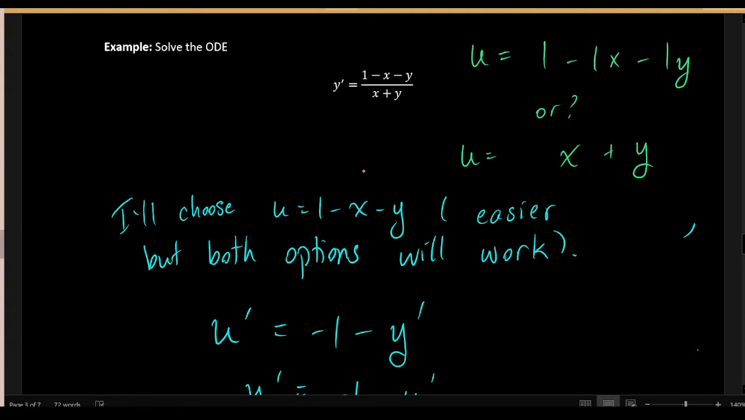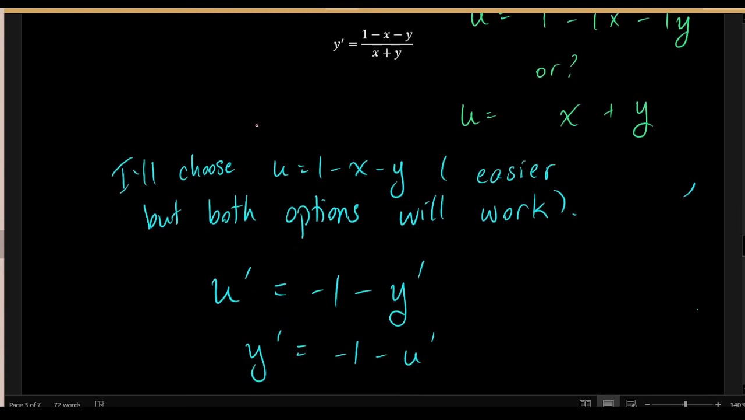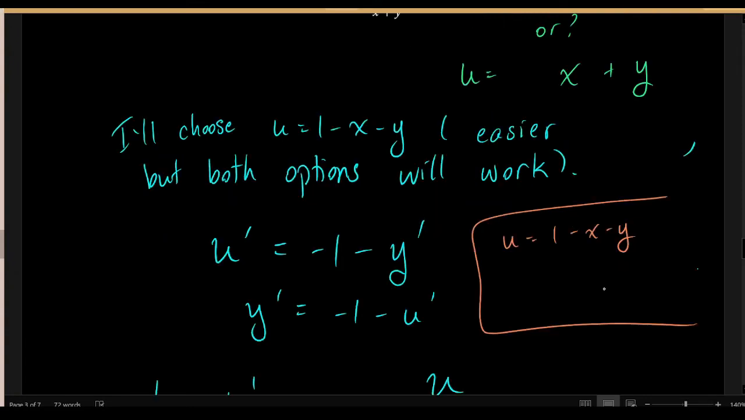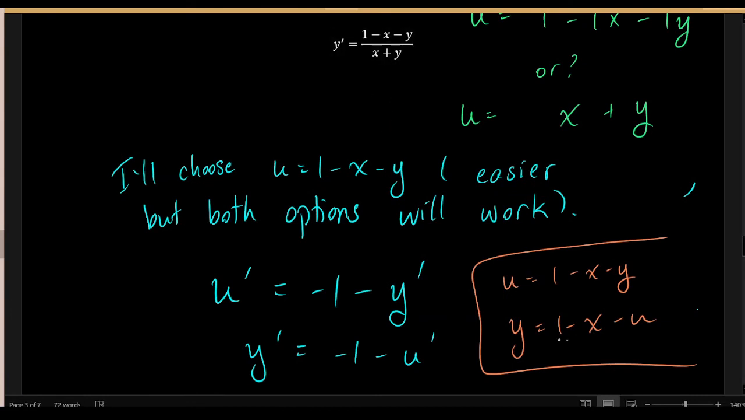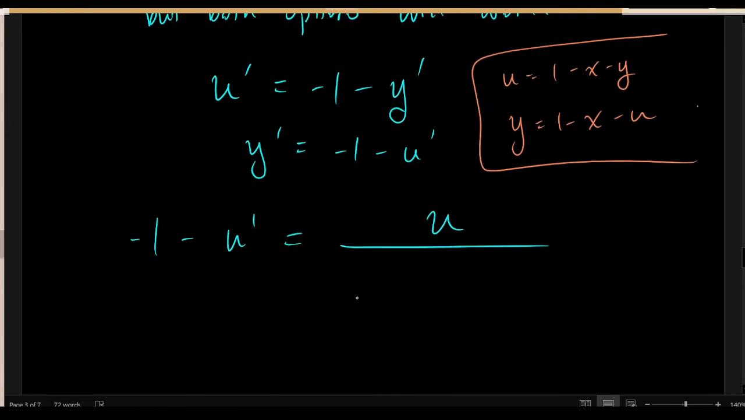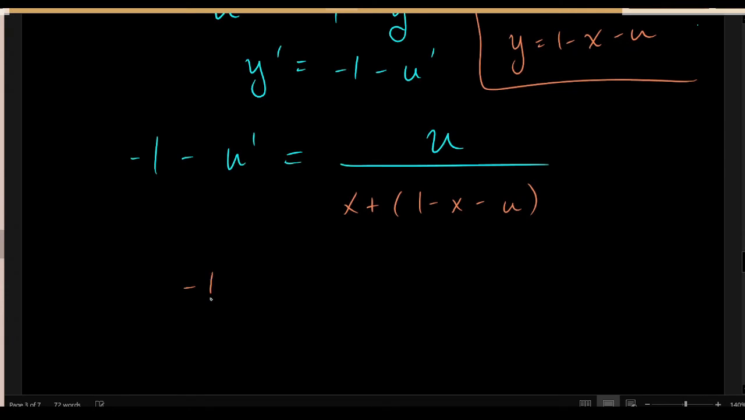However, what about the denominator? The denominator also contains an instance of y, but it's not something that can be so directly transformed into something containing u. To figure out the denominator, I'm going to show you what is, in my opinion, the most reliable way. I'm just going to take this relationship u equals 1 minus x minus y and isolate y. Then go into the denominator and replace the y with this expression on the right side. So x plus 1 minus x minus u. The two x's cancel out and I'm left with negative 1 minus u prime equals u over 1 minus u.